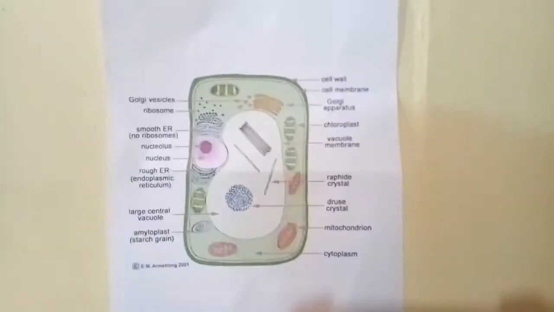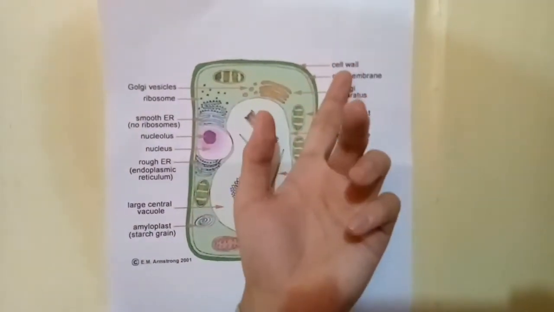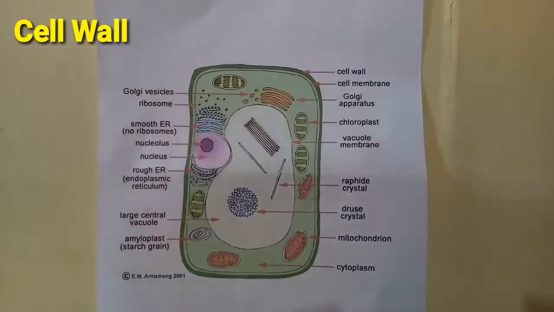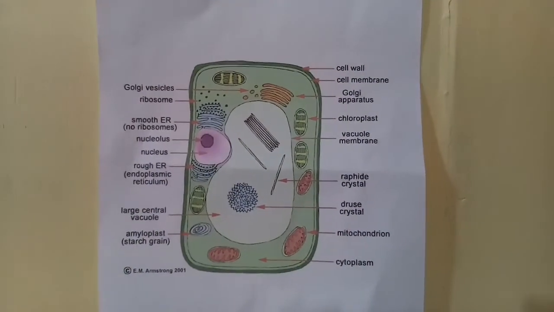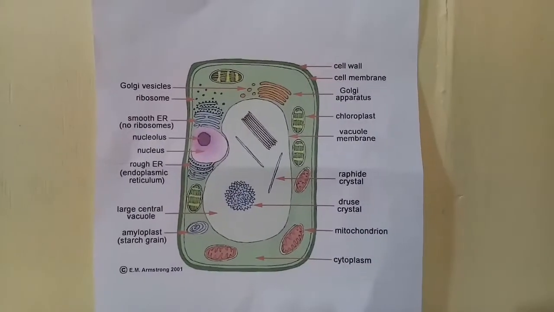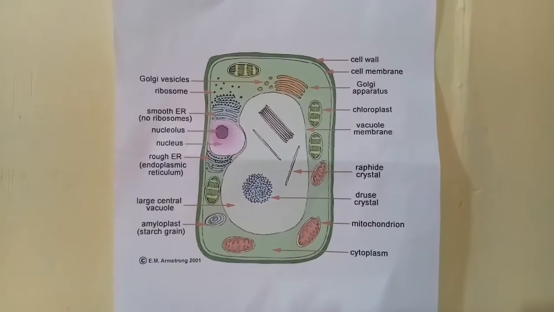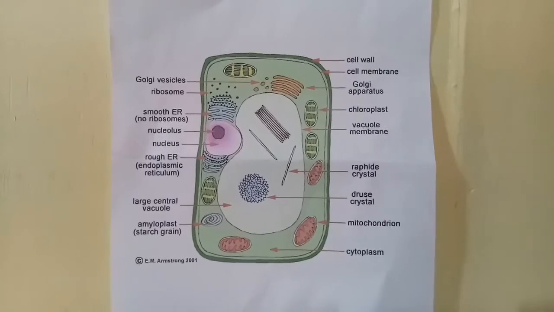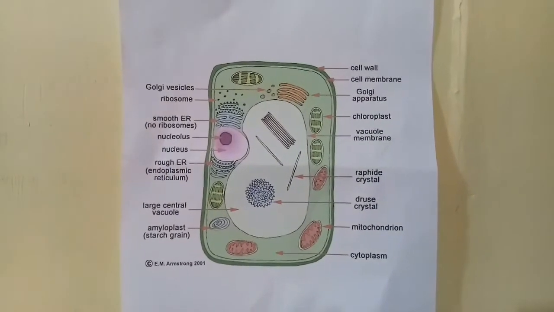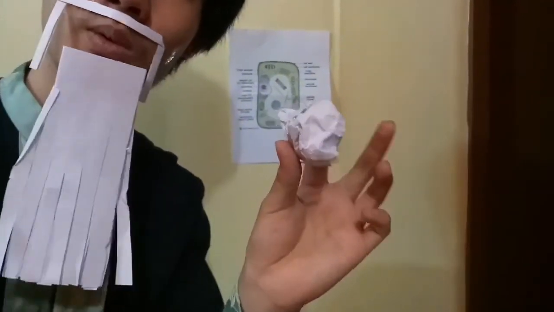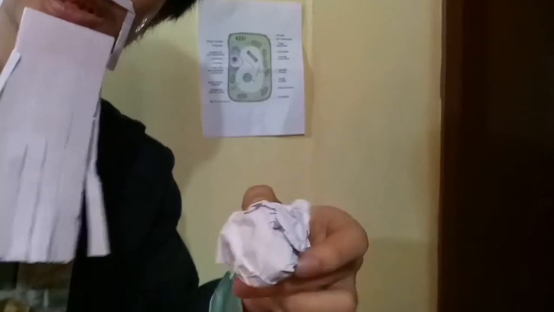Now, first is cell wall. Cell wall, this is a rigid outermost layer of a plant cell. It makes the cell stiff, providing the cell with mechanical support and giving it protection. Animal cells do not have cell walls. So of course, this is what it's like to be a cell wall. It's like a cell wall, you see?